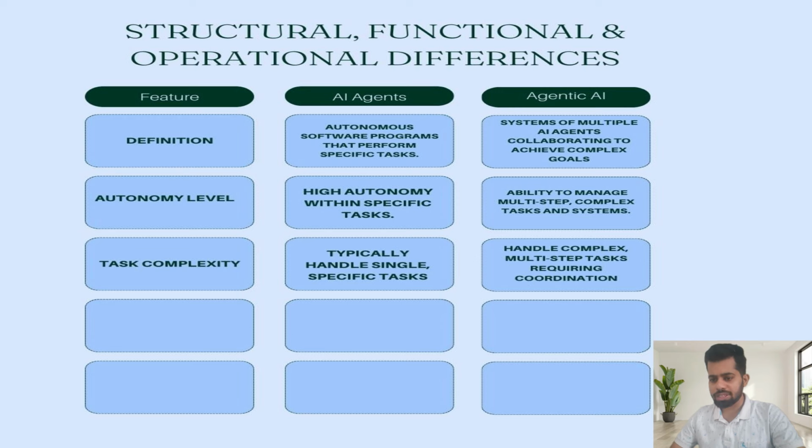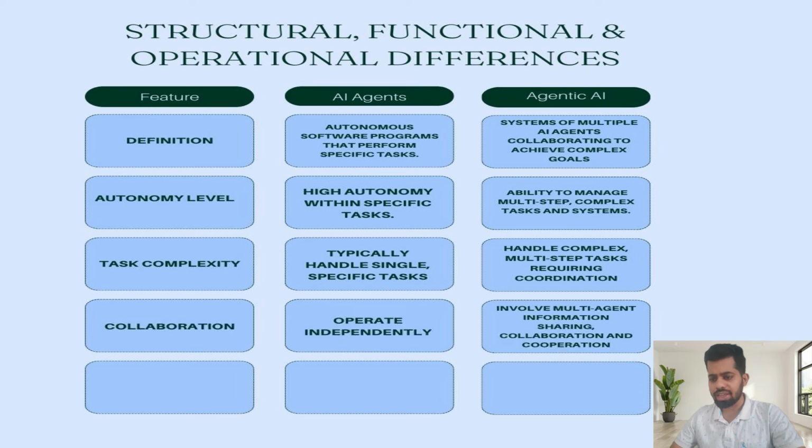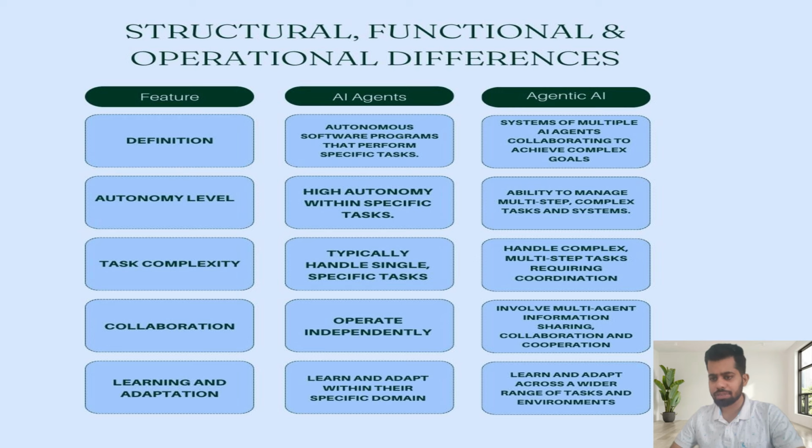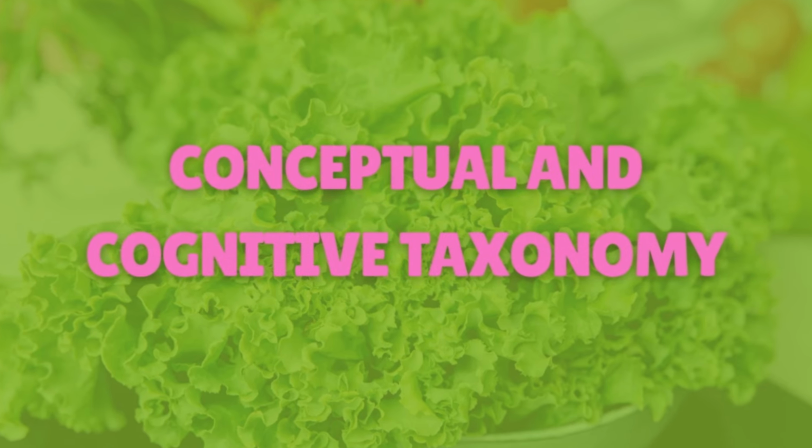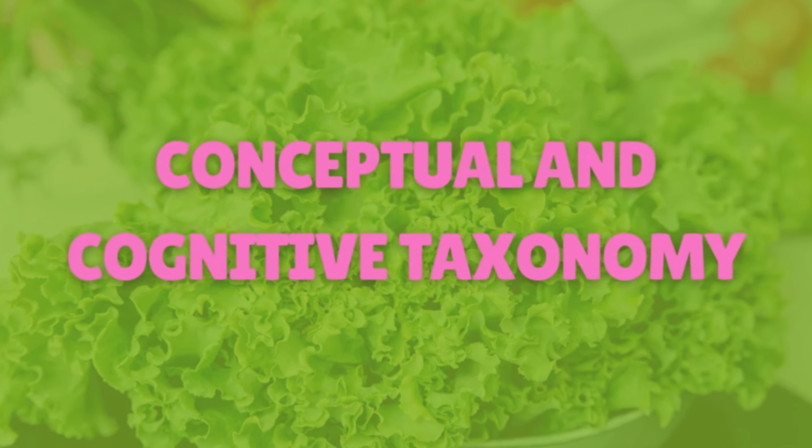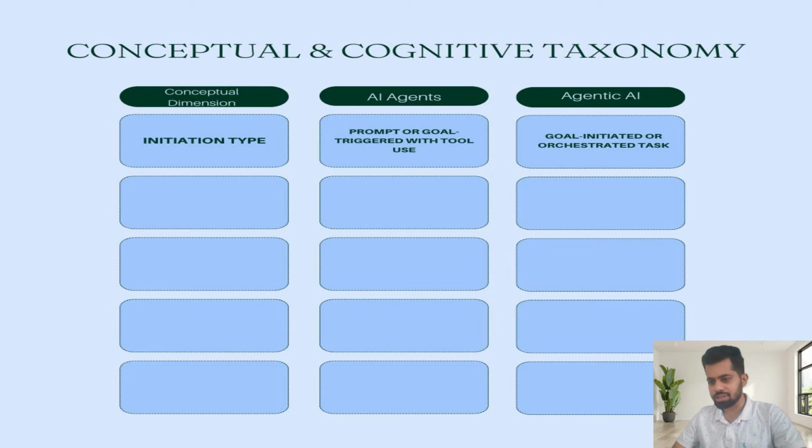In terms of complexity, AI agents handle single defined tasks, while agentic AI handles multi-step coordinated workflows. When it comes to collaboration, AI agents don't cooperate much, while agentic AI thrives on information sharing, cooperation, and teamwork. For learning and adaptation, AI agents adapt only within their domain, while agentic AI adapts across a broader range of environments. Next, coming to the conceptual and cognitive taxonomy, it indicates how they think.